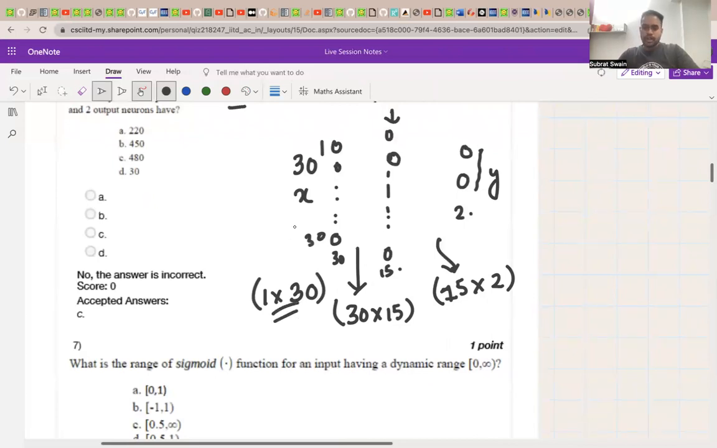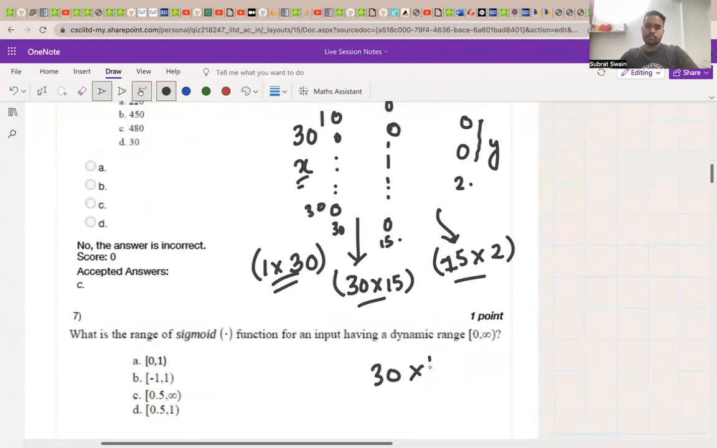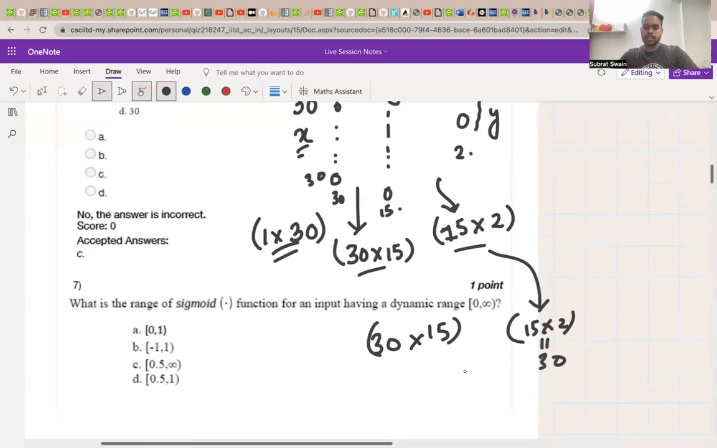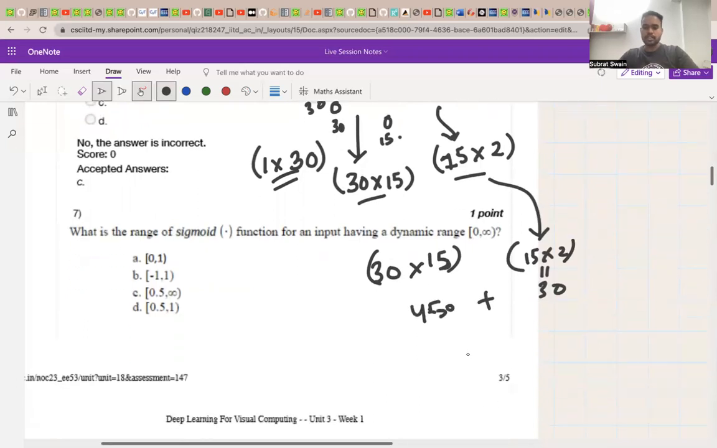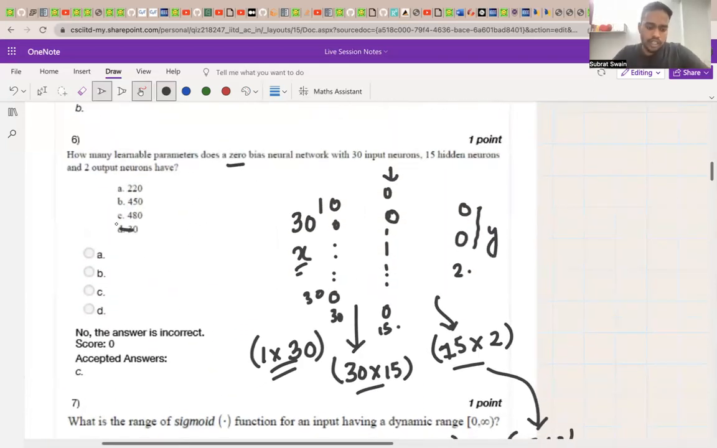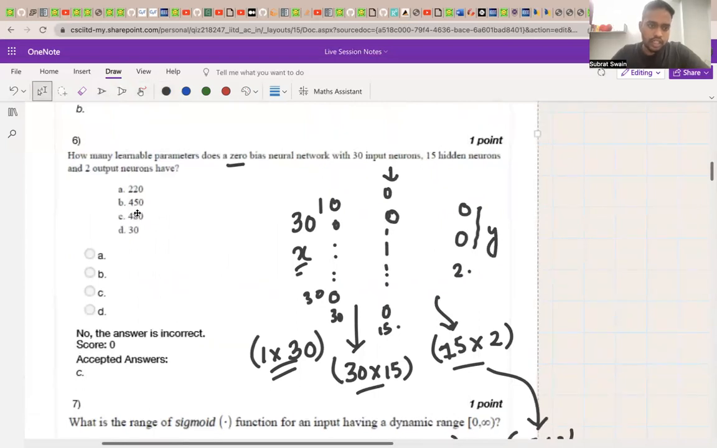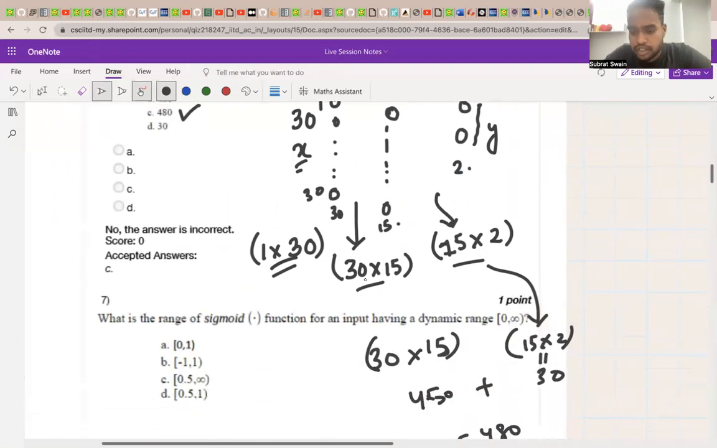So these inputs are not parameters. Parameters are this and this. Here 30 cross 15 are the weights, and this is 15 cross 2, and there are no biases. So 30 cross 15 is 450, and 15 cross 2 is 30, and if we add these, it will be 480. So the correct answer will be C here. I guess everyone is clear how this calculation was done.